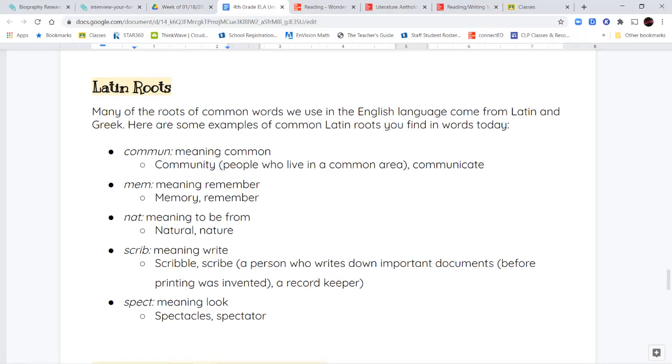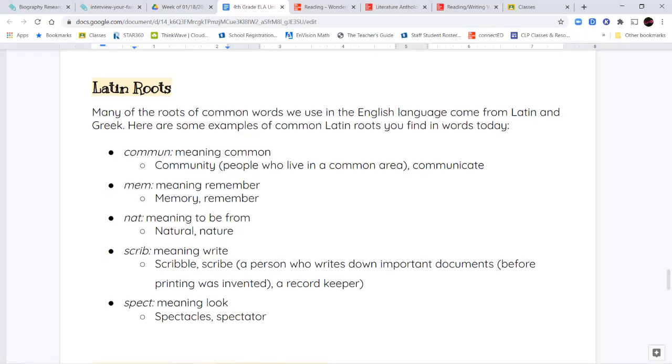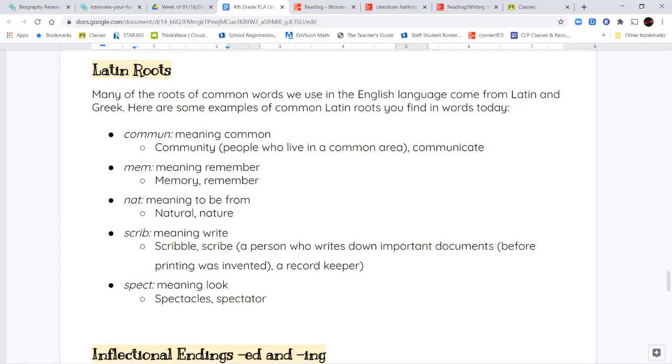Next, we have the root mem, meaning to remember, so memory or remember. Nat, meaning to be from something, so from nature or natural. Scrib means to write. To scribble, right, means you're writing kind of in a messy way. A scribe is someone who writes down important documents. And these were people that were around mostly before we had like proper printing presses and things like that. A scribe would be the person who would write these important things down when important decisions and laws were made. A scribe is a record keeper.